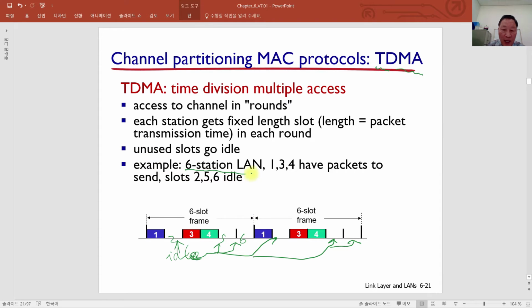Example here, a 6 station LAN. 1, 3, 4 have packets to send. Slots 2, 5, 6 are idle. The time is divided. Thus, this is called time division. And many nodes are accessing, that is multiple access. Even though only 3 nodes are accessing now, 6 nodes can access if each node is using its own slot. Here 1, 3, 4, those nodes are accessing.